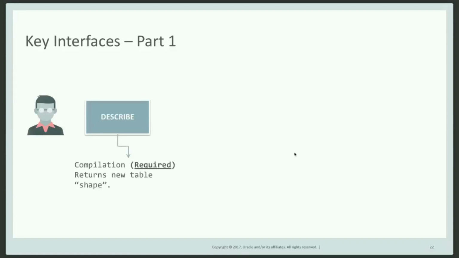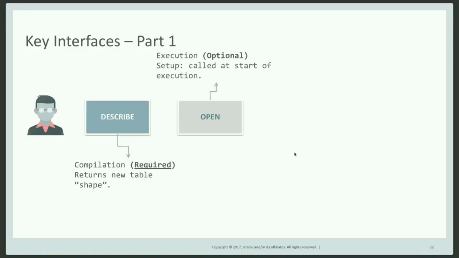So let's look at some of the interfaces. If you've used the data cartridge interface, this is going to look fairly familiar to you. So the first part that we need to build is called the describe phase, and this is required, this is mandatory. So you have to give us some guidance on the shape of the output that you are going to build as part of your PTF. That's in effect the only mandatory part. So all you really need to do is give us the definition of the output table shape.